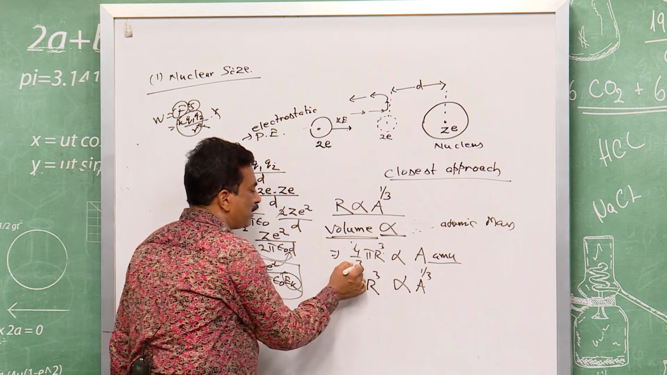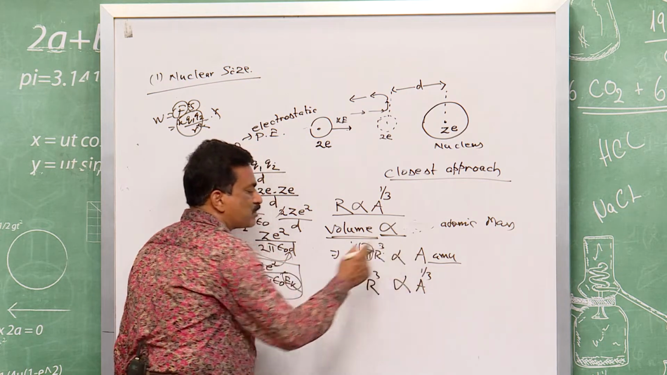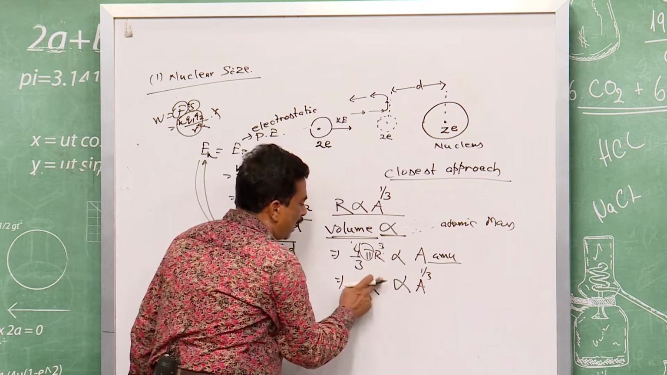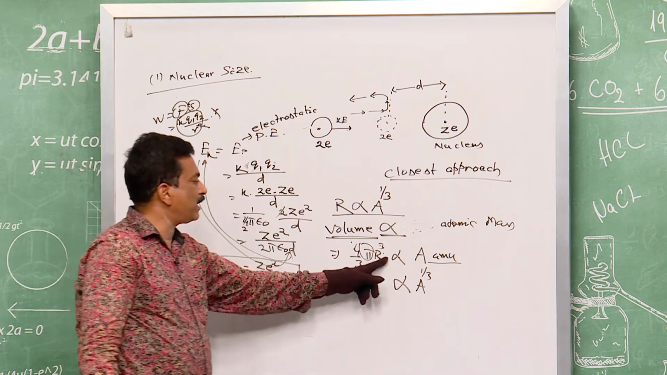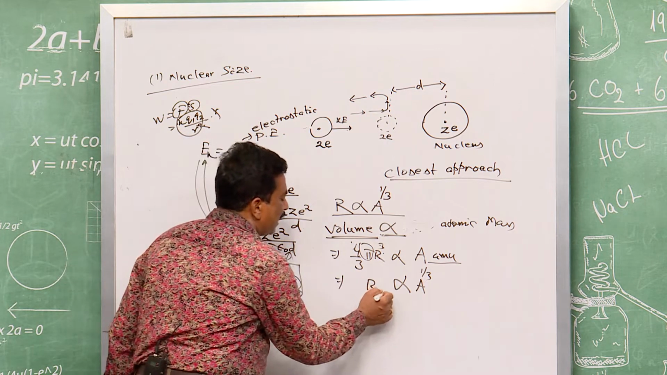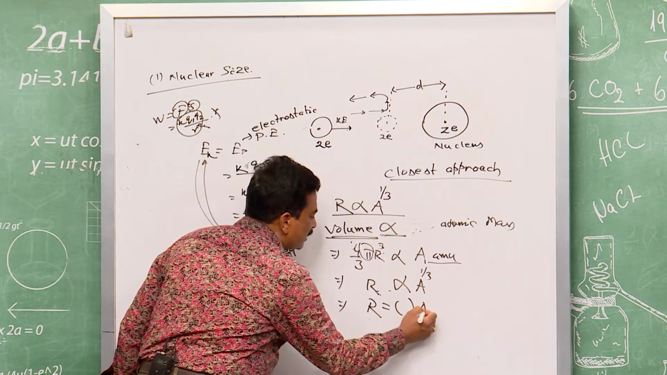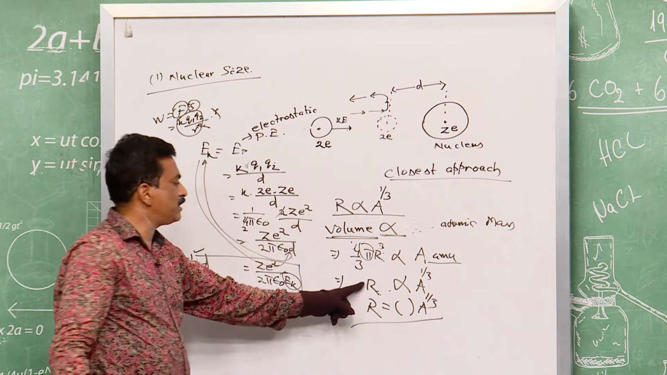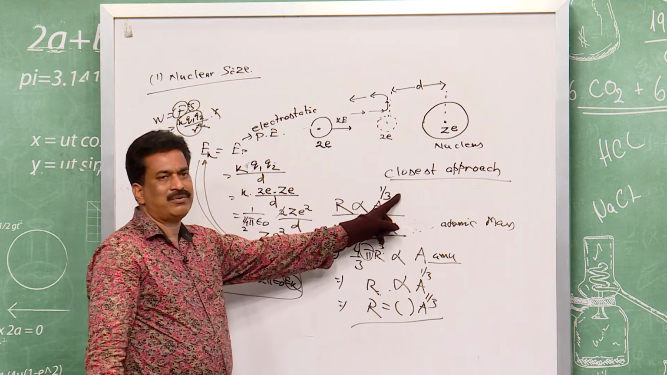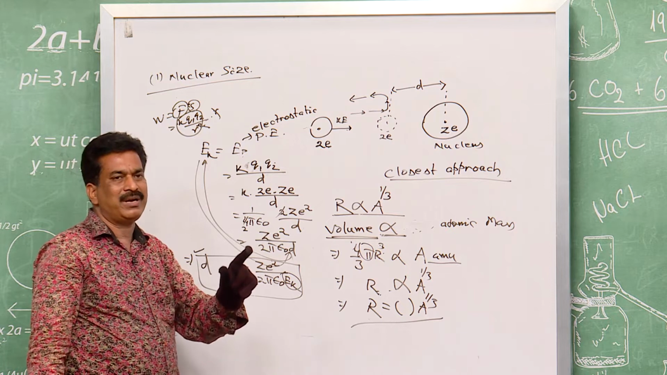You see, 4 by 3 is a constant, pi is a constant. So a constant into R cube is proportional to A. Therefore R cube is proportional to A, so R is proportional to A to the power of 1 by 3. R proportional to A to the power of 1 by 3 is for different nuclei, and it is observed, meaning it is an experimental determination.